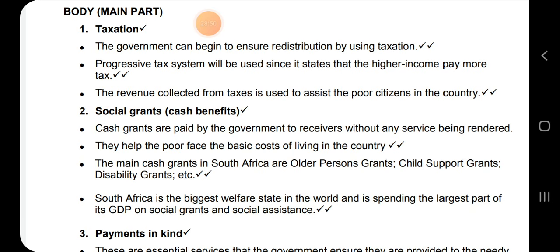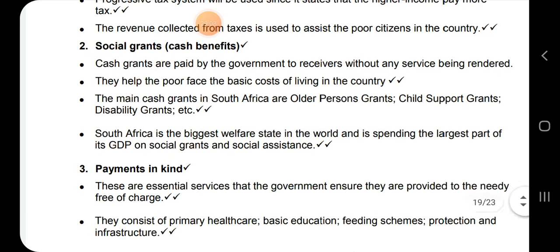With taxation, the government can ensure redistribution by using taxation. So progressive tax systems could be used, since it states that the higher income earners pay more tax. So with tax, the higher you earn, the more tax you pay. That is how they redistribute wealth. And then with social grants as well. So everybody, even those who are not working, can be able to get something in order for them to be lifted and go up the ladder. So cash grants are paid by the government to receivers without any service being rendered. So they help the poor face the basic cost of living in the country. That is how they use social grants.